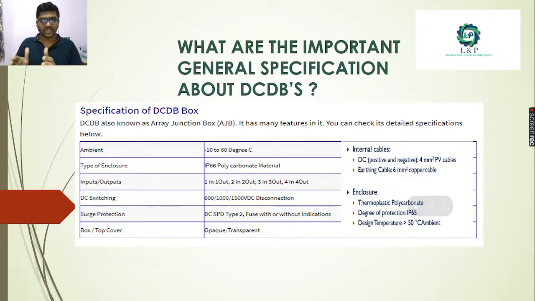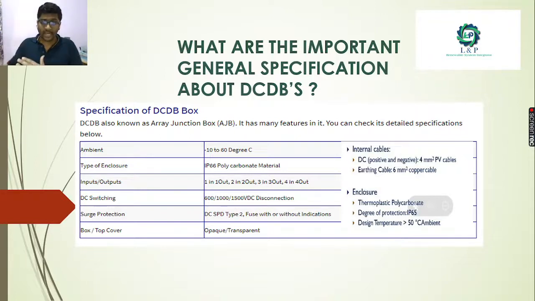And for the switching, we can design based on the rated string voltages. If it is 600 volt, we can make the DC switching range 600. If it is around 1000, we can design like that.